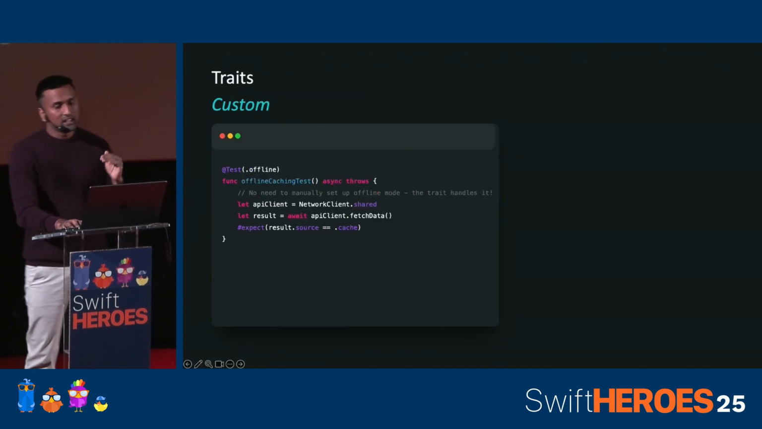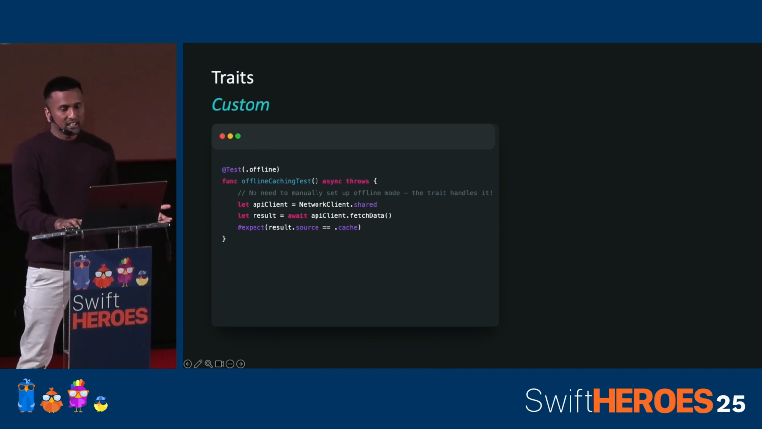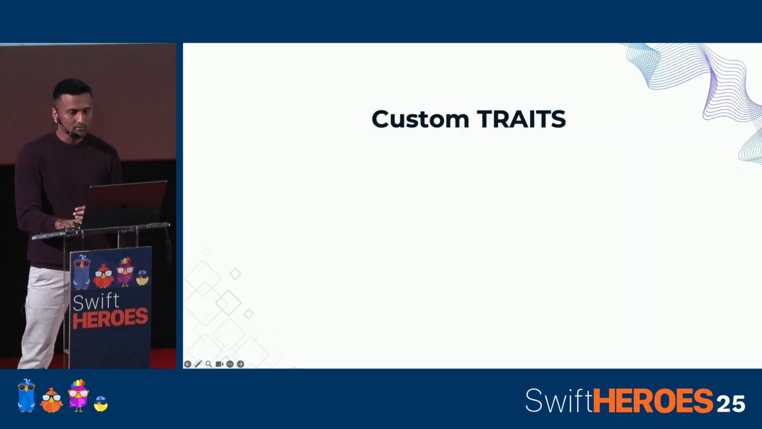We have seen some of the default traits which are available in the framework so far. You may have a question now, can I create my own trait? Is it possible? Yes. I have created a custom trait called offline, where I added implementation to return the network status as offline, so that the entire test can use it.